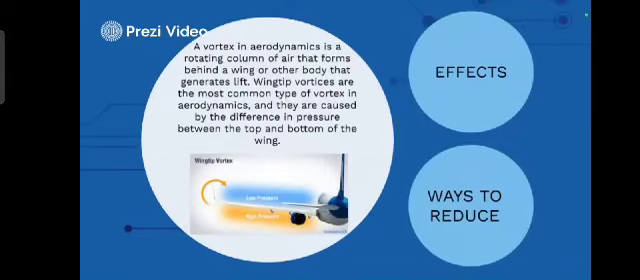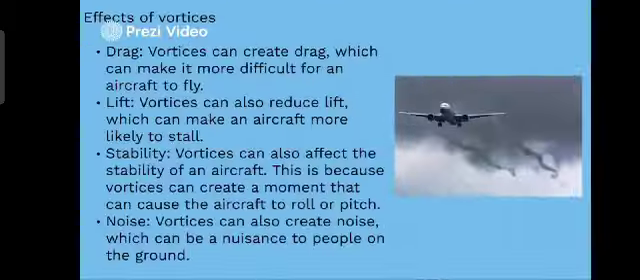The first thing is, what is vortex? A vortex in aerodynamics is a rotating column of air that forms behind a wing or other body that generates lift. Wingtip vortices are the most common type of vortex in aerodynamics, and they are caused by the difference in pressure between the top and the bottom of the wing. So now let's move on to the effects that cause vortices.